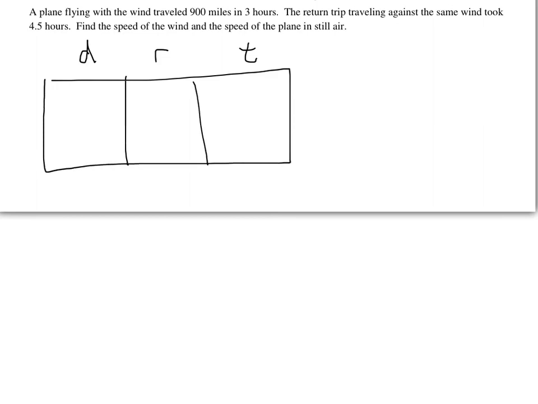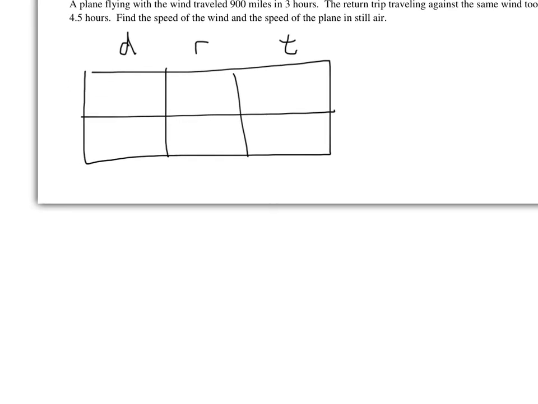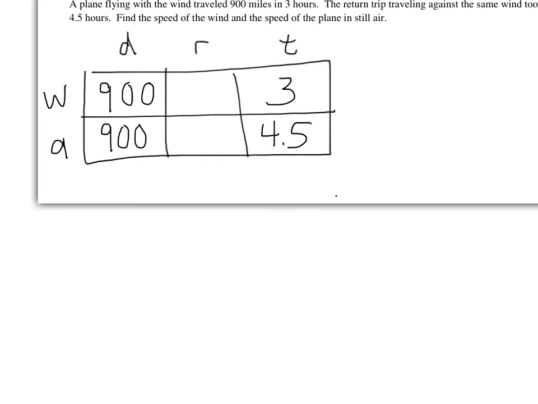Distance, rate, and time. We have 2 situations here. We have with the wind and against the wind. It traveled 900 miles going both directions. So the distance is 900 miles in 3 hours. The return trip, which is also 900 miles, traveling against the wind took 4.5 hours. We want to know what is the speed of the wind and the speed of the plane.